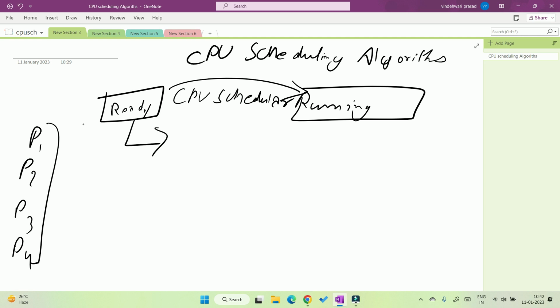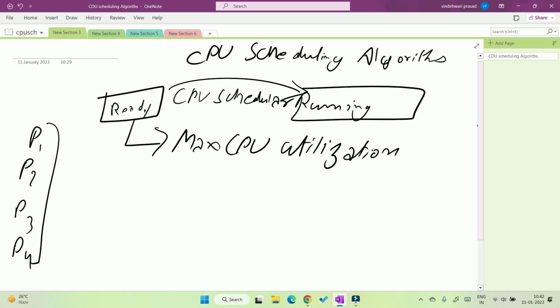There are basically four main bases on which the CPU selects these processes. The first one is maximum CPU utilization. Schedulers select processes on the basis that the CPU works the maximum number of times. It does not happen that the CPU sits idle and does not work. So it will select a process on the basis that CPU utilization time increases.